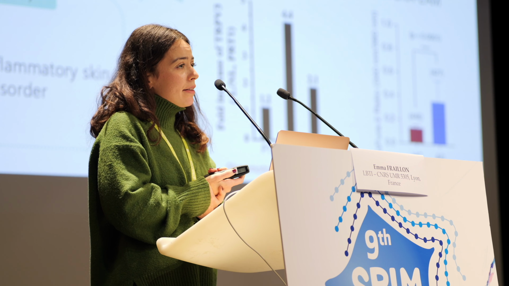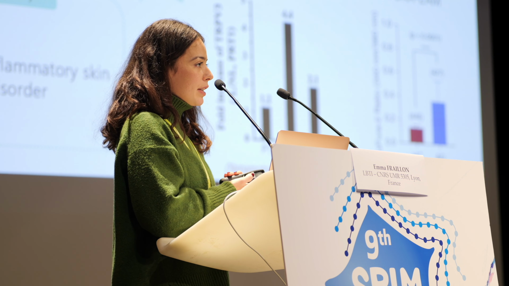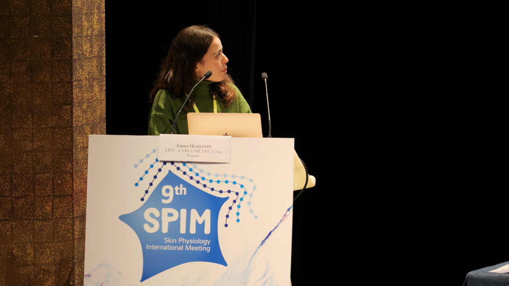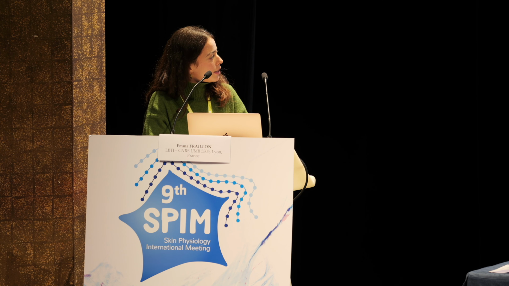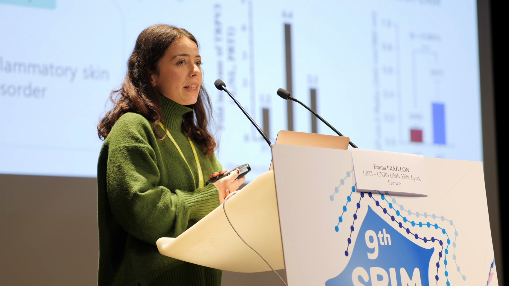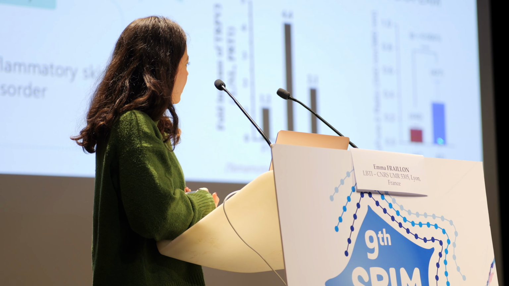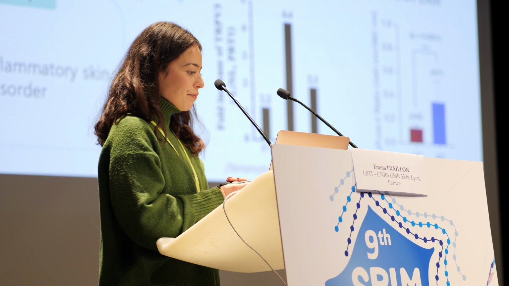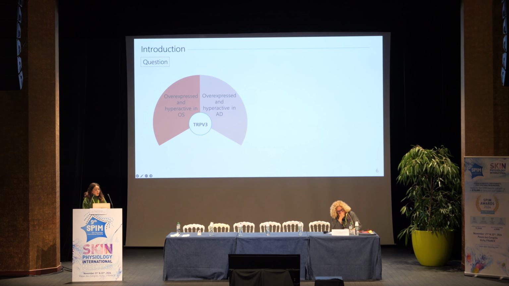It is also the case in atopic dermatitis, the first chronic inflammatory skin disorder in the world, where TRPV3 expression is increased in the skin of patients compared to healthy subjects, and where some calcium imaging experiments showed that the TRPV3-dependent calcium influx was increased in keratinocytes derived from AD patients compared to healthy controls. So we just saw that TRPV3 was overexpressed and hyperactive in the skin of patients suffering from 2 chronic inflammatory skin disorders, Olmsted syndrome and atopic dermatitis.